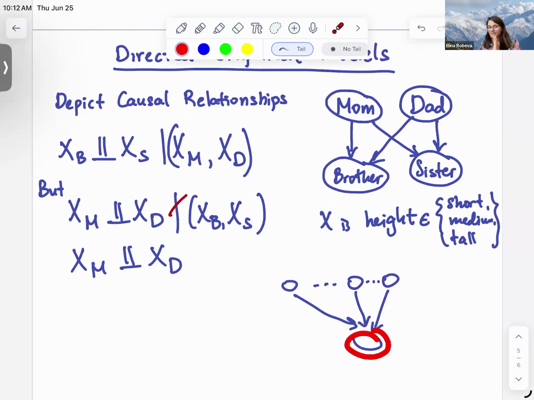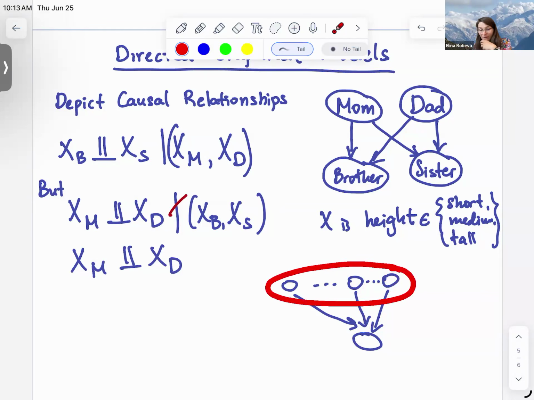Okay, so you're not determining the height of the mom completely. You're just saying that these variables are dependent, so there's some shared information between them. They're not totally independent. You're not determining the whole thing, but you can say something. Here any pair of nodes would be dependent given the sister. They're originally independent, but once you make them point to something, they become dependent given that thing. Thank you.